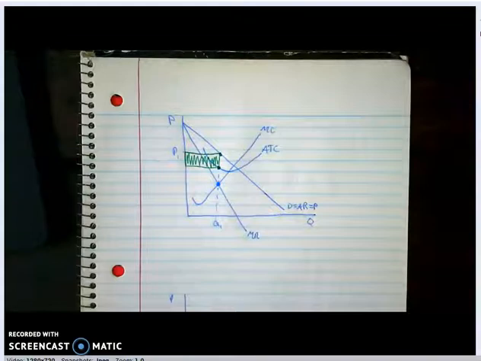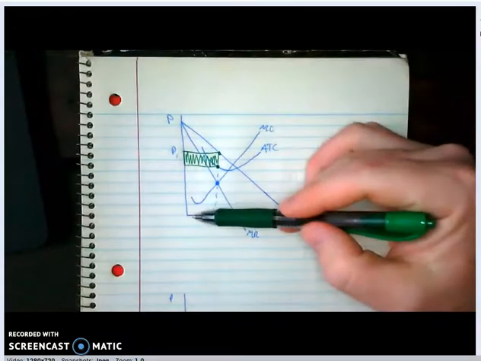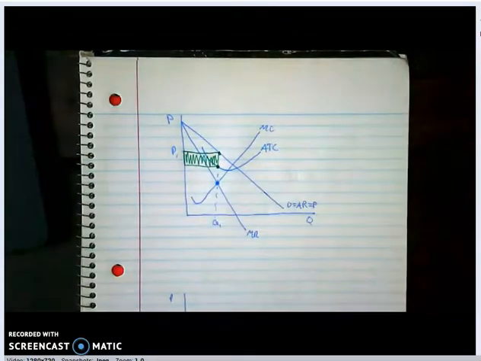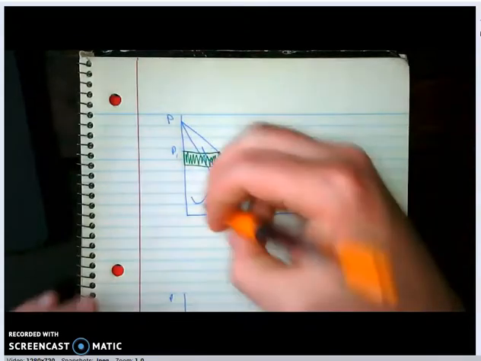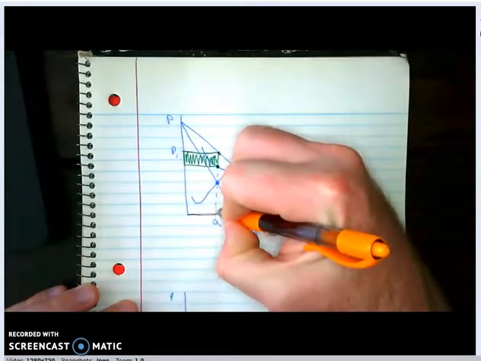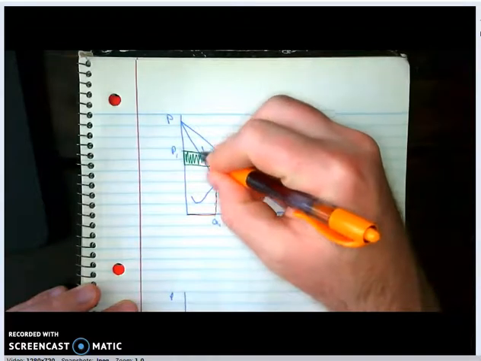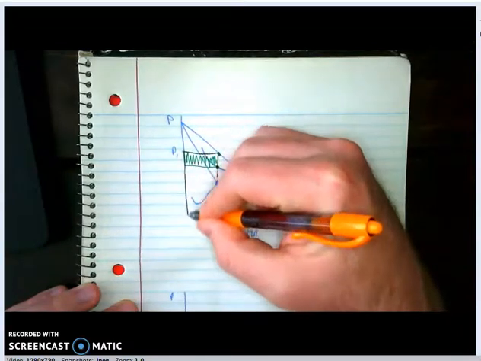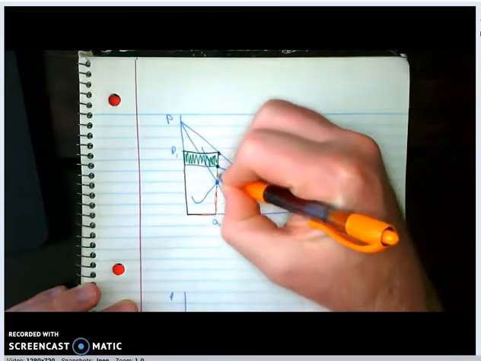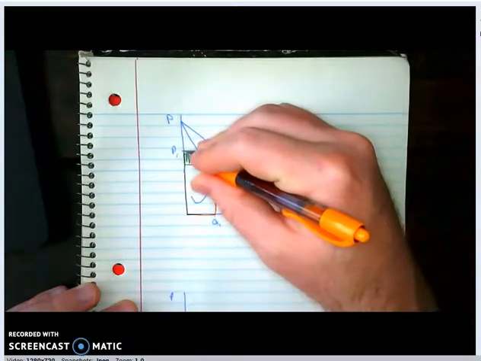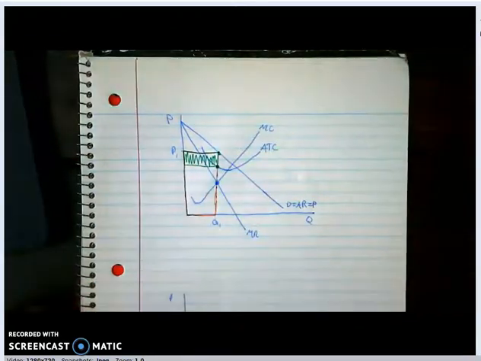The total revenue for this company would be, and I'm not going to shade it in, but actually here, I will do it with an orange pen. This orange box would be the firm's total revenue. And if I subtracted out the total cost, what I would be left with is that green box for the total profit. So this orange box that I'm creating here is the firm's total revenue.